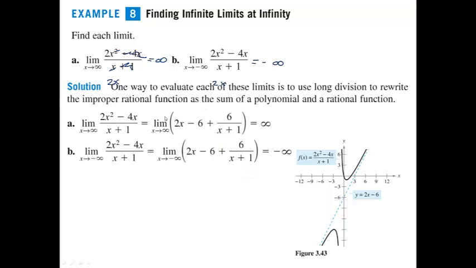Here's some long explanation of why that works. If you want to figure that out, you can.